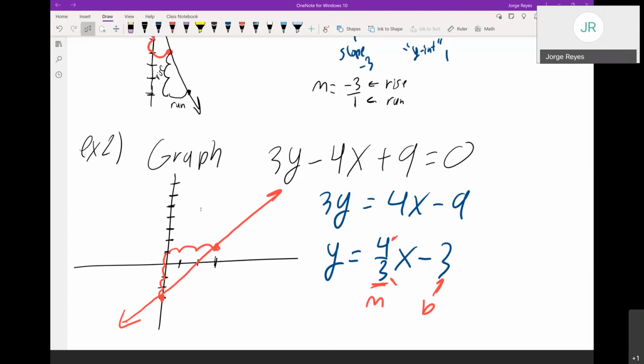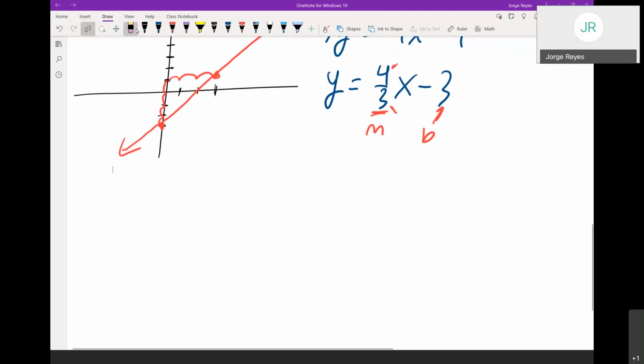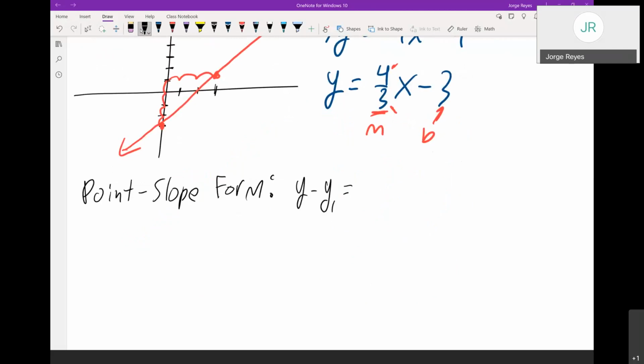Moving on a little bit, I'm going to introduce a third form. And this one is kind of optional to learn. Most math professors encourage learning this form, just to make your life a little easier. But this one is called point slope form. All right, and it looks like y minus y1 equals m times (x minus x1). Okay.